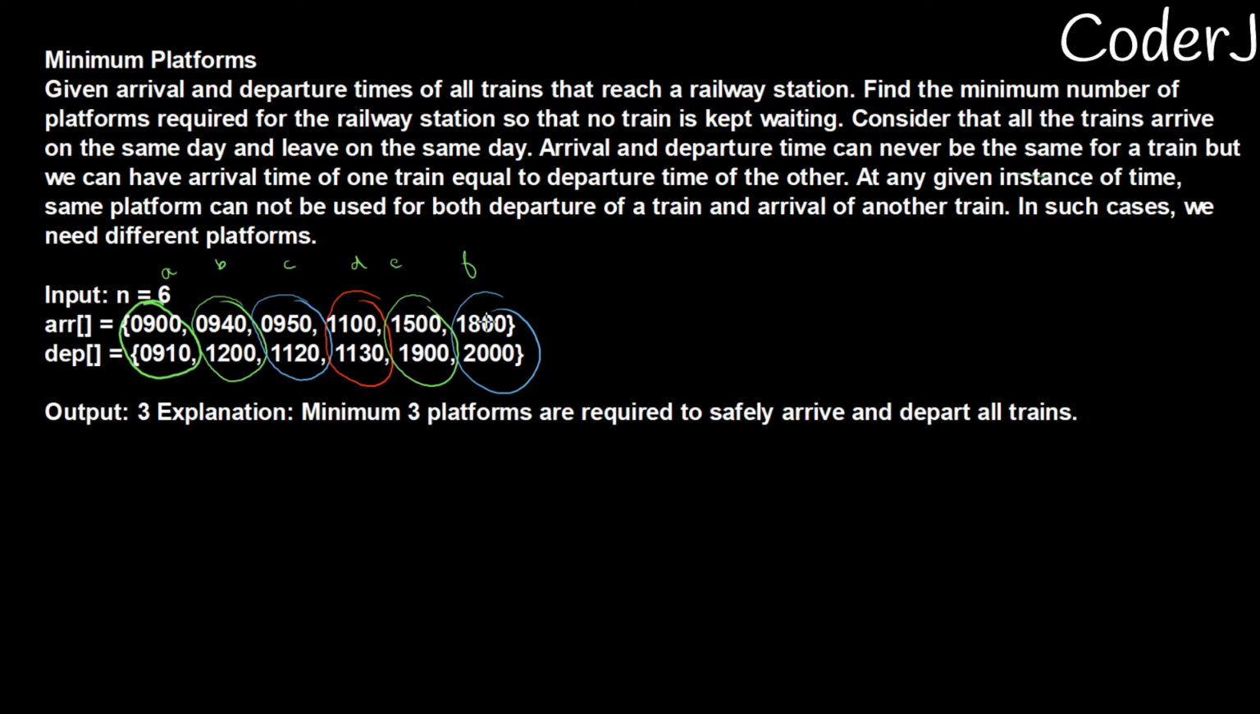At the end of the day, how many platforms did I use? What was the maximum number of platforms I used? It was 3, right? And that was when the 4th train arrived. So my answer in this particular question is going to be 3 platforms. And that is what they have provided us here. Minimum 3 platforms are required to safely arrive and depart all the trains.